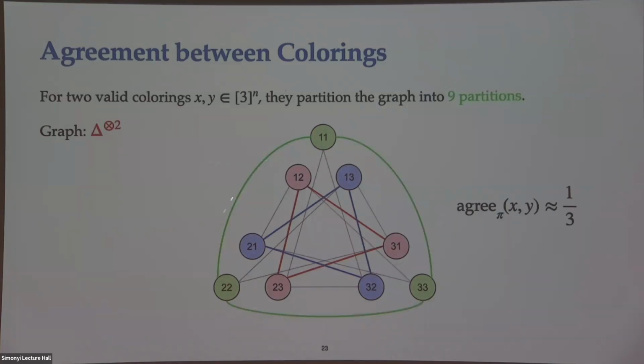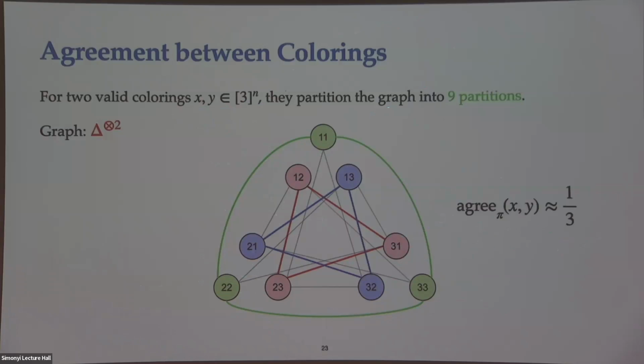For example, this green one is the identity permutation, where 1 maps to 1, 2 to 2, 3 to 3. And this red one is 1 to 2, 2 to 3, 3 to 1. If the agreement is small, it means that all of these triangles are small. So one can expect that if these two colorings are random, then the agreement will be roughly 1/3.